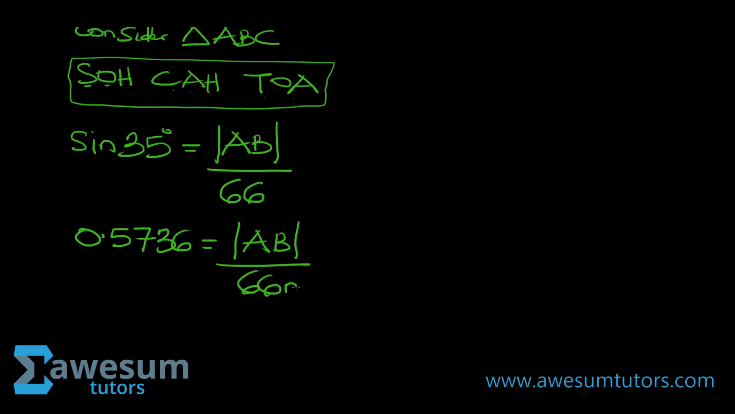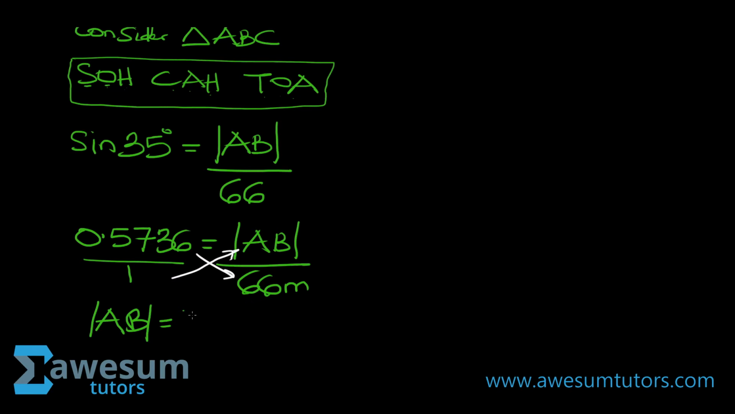We know that that is in meters, right? So this means over 1. I can cross multiply right here. So 1 times anything is that thing, that's AB. So I will have 1 times line AB is line AB, and then I'll cross multiply this: 0.5736 times 66 meters, right?